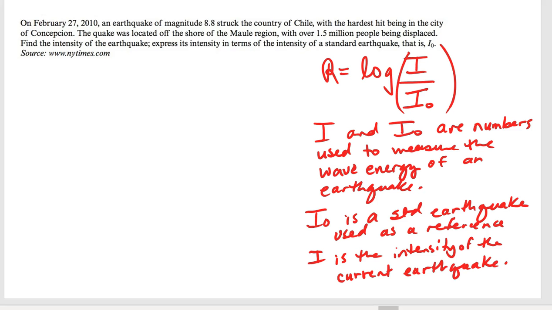Now, this is a word problem, so I'm going to ask you to pause the video and read it, because the most important thing is to start by understanding what the word problem is saying. So the problem is describing an earthquake, and it had a magnitude 8.8. This is called the Richter scale, and each earthquake is assigned a number based on its wave energy. Now, they ask us to find the intensity of the earthquake in terms of a standard earthquake.